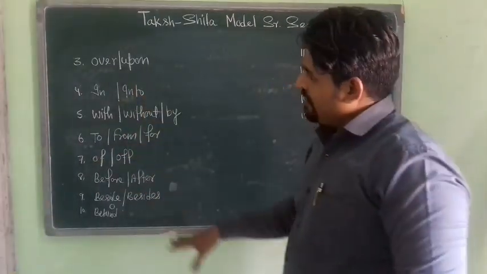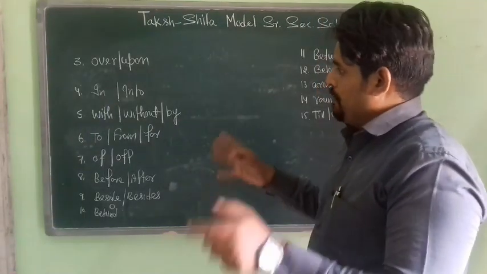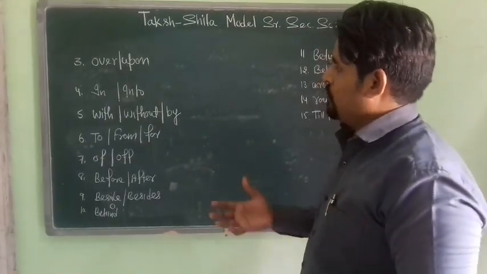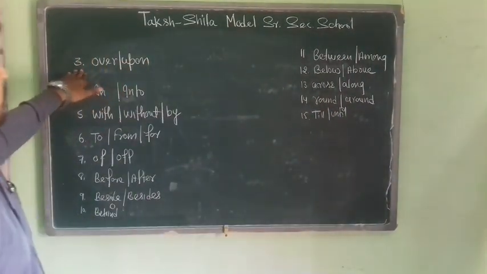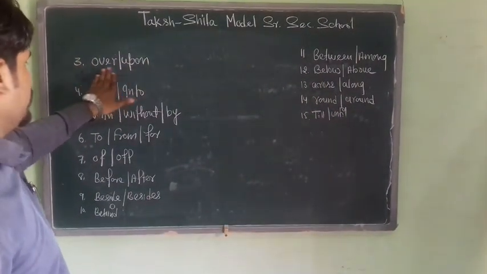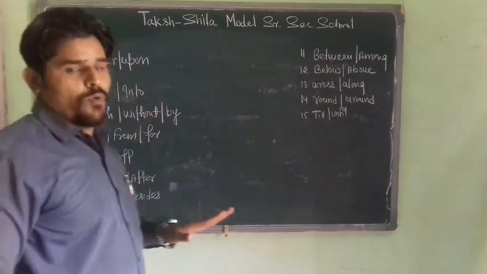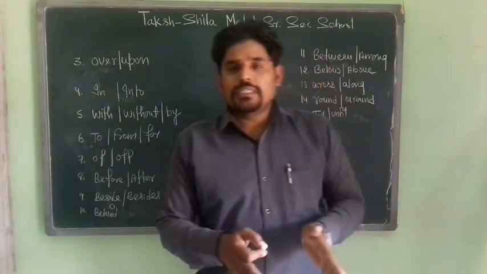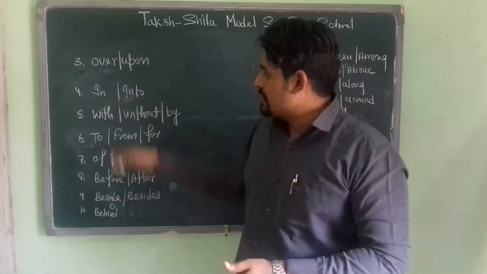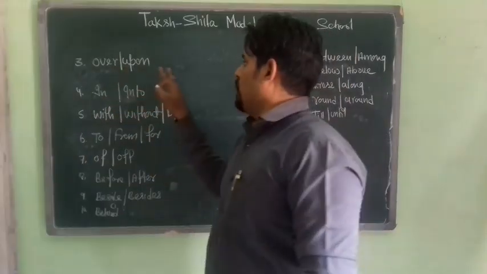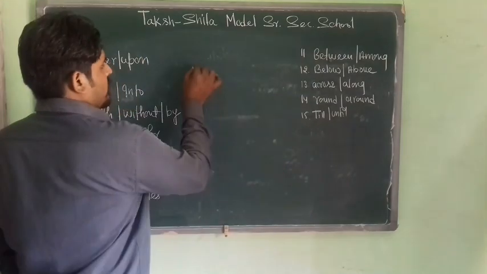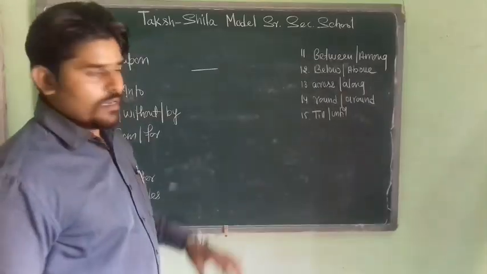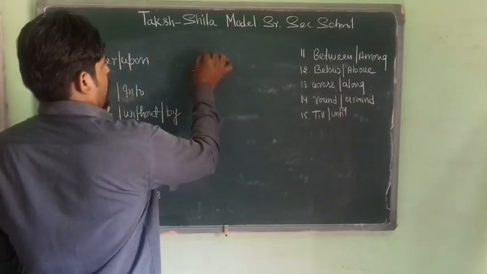So this time I have written a few prepositions in pairs, right? In pairs of 2 or 3. So in this section 3 we have 2 prepositions, over and upon, and we'll try to understand the differences between these pairs, right? So first of all, over and upon both are used when one thing is located directly on the other, right?